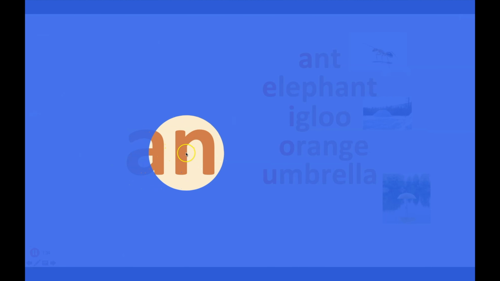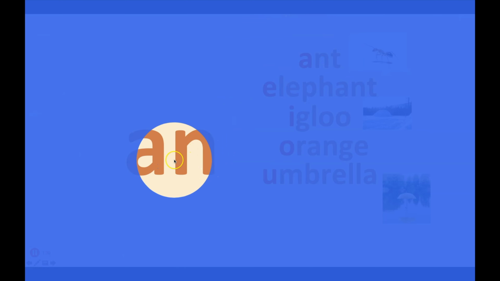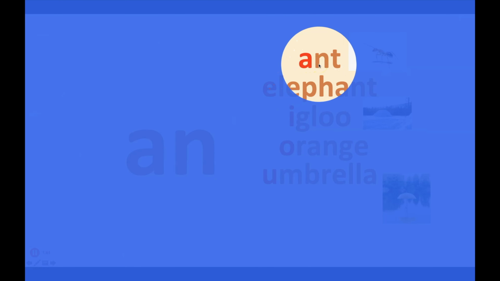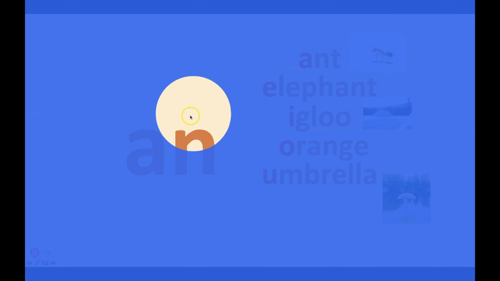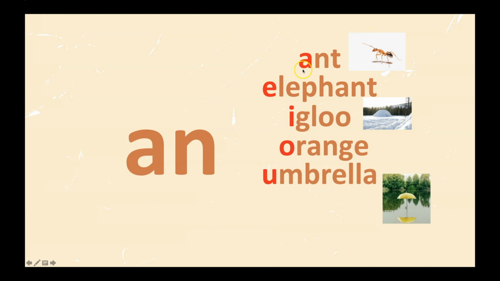Okay, we know that an means one. So, an ant. What's an ant? This is an ant. And spell ant. A-N-T. We see that ant begins with a, so we have to use an if we want to say one ant, like the ant here.